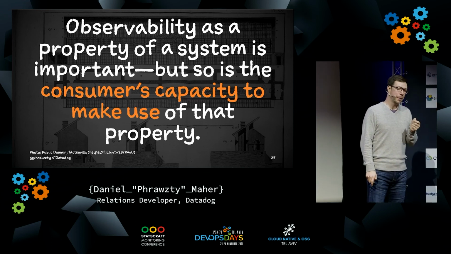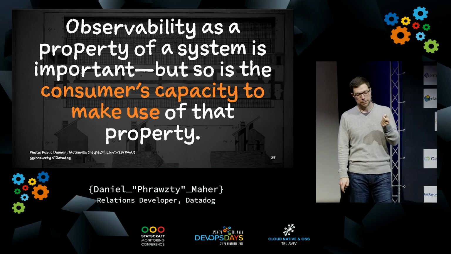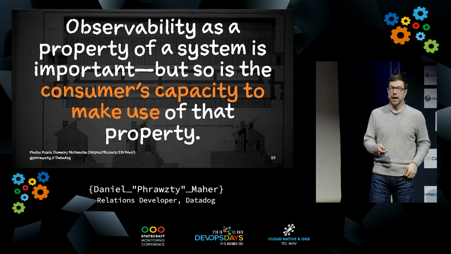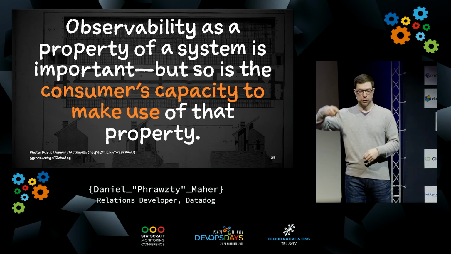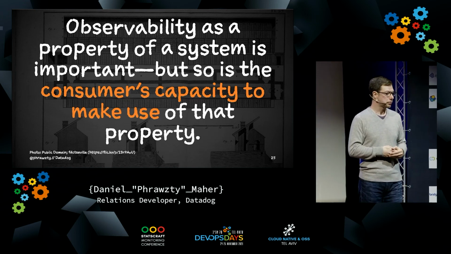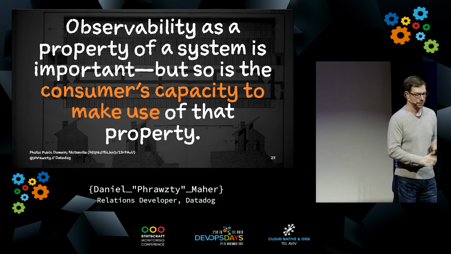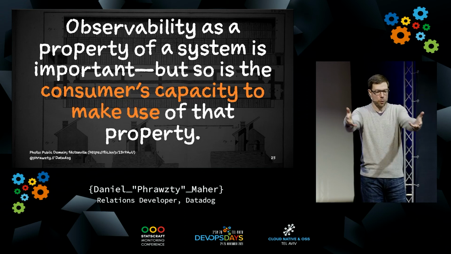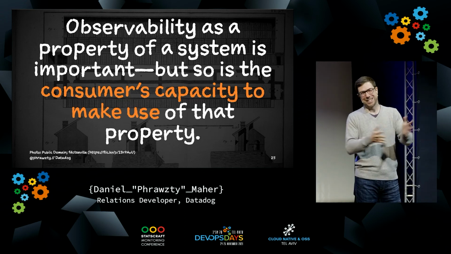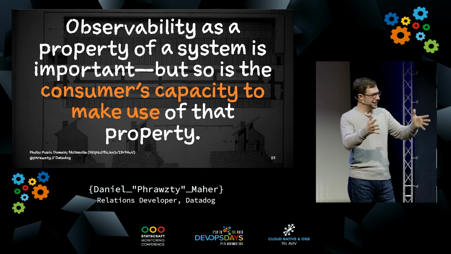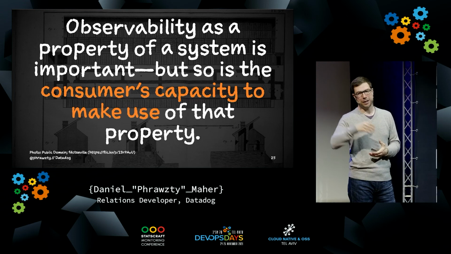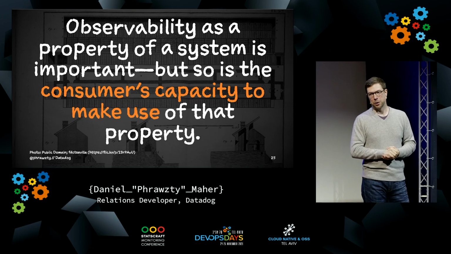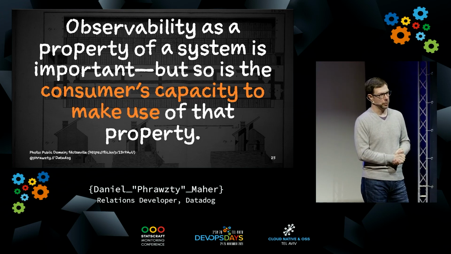That observability as a property of a system is important. But so is the consumer's capacity to make use of that property. And that's what takes us again away from traditional control theory. So the last thing I want to say is this: the next great leap forward for us as computer people bringing value to our organizations is that we're going to look beyond monitoring, beyond graphs, beyond dashboards, beyond pagers waking us up in the morning.